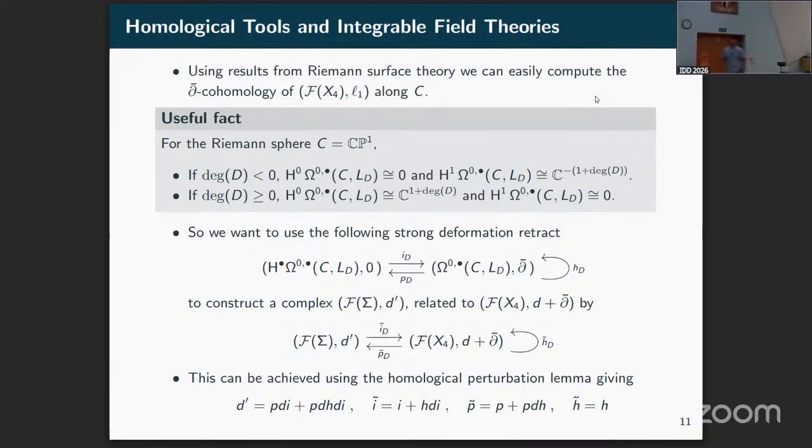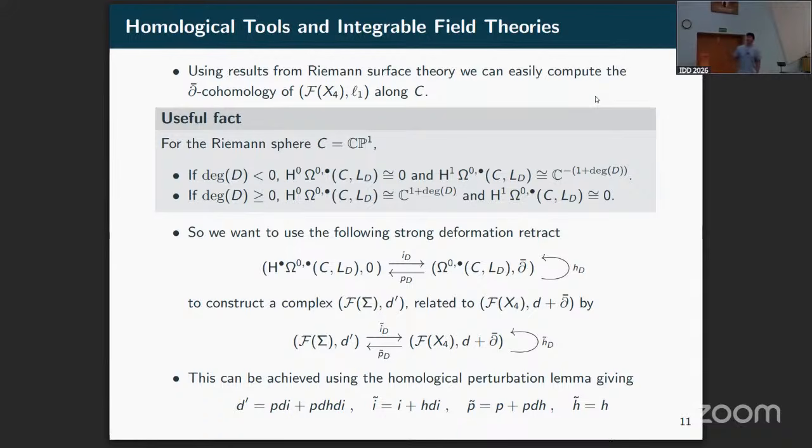And luckily for us, we can compute the cohomologies really easily using results from Riemann surfaces. So you just take out your favorite Riemann surface textbook, mine is Otto Forster's, and you read this, and then you know exactly what the setup should be for your strong deformation retract. So we start with our Dolbeault complex C, twisted by some line bundle, again defined by some divisor, and you have this relationship where you have your cohomology with 0 differential, and these I's and P's and this H all depend on the data of the divisor.